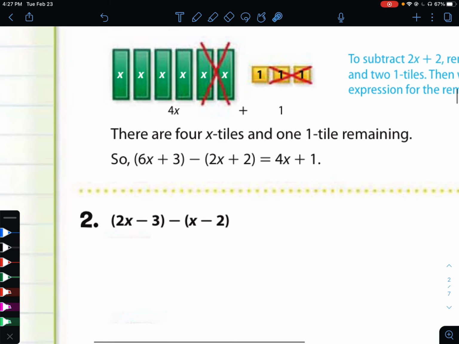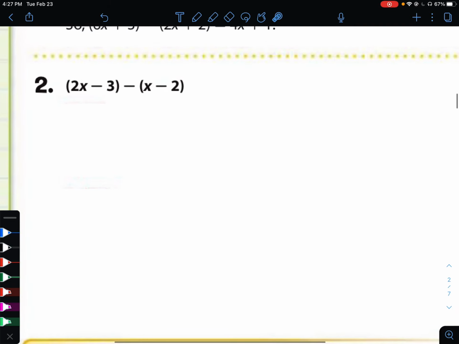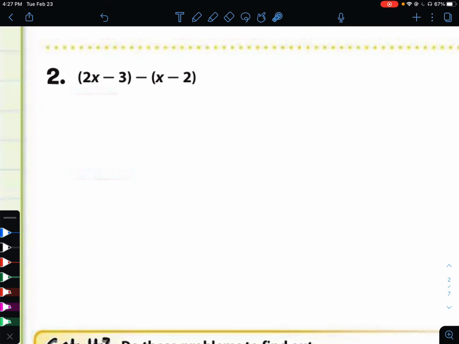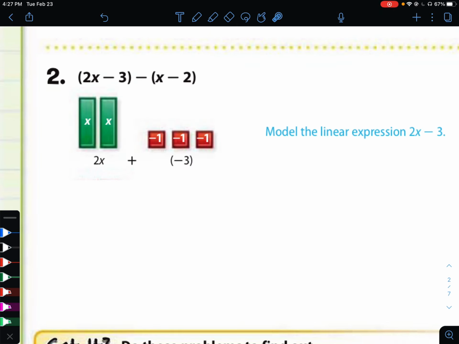Let's take a look at example number 2. It says the quantity 2x minus 3 minus the quantity x minus 2. Again, let's model 2x minus 3. When we model 2x minus 3, this is how it looks. You have 2 x tiles plus 3 negative unit tiles. So this is the model of 2x minus 3. According to the definition of subtraction, 2x minus 3 is the same as 2x plus negative 3.